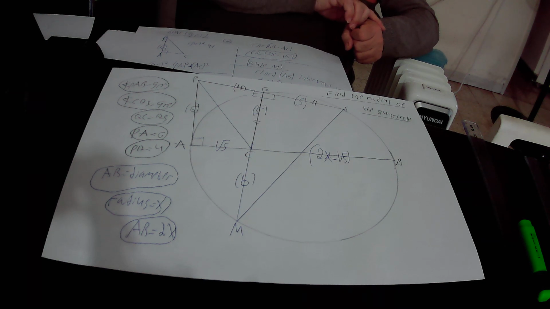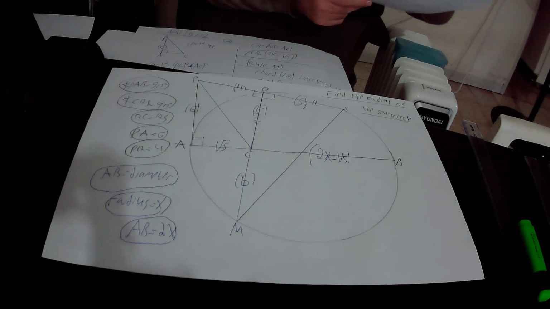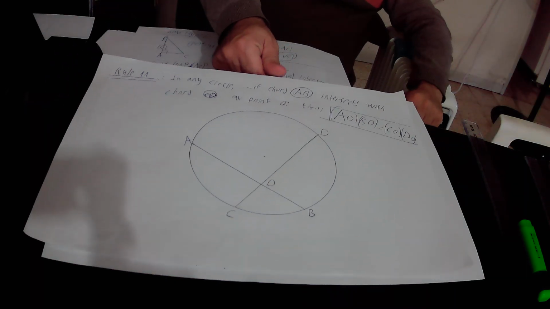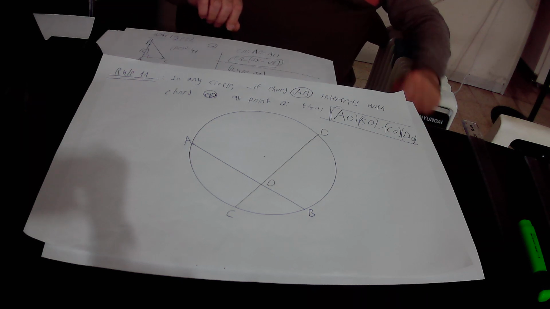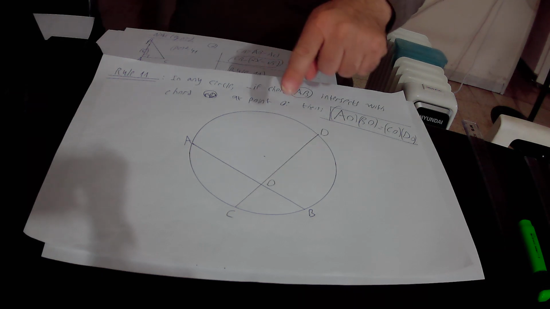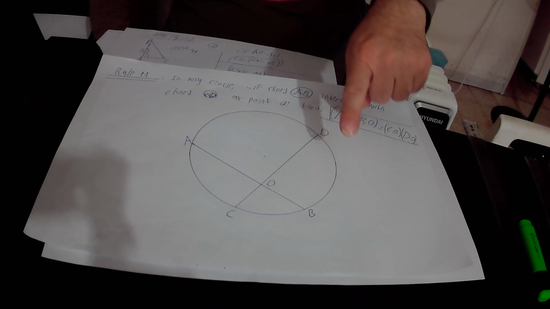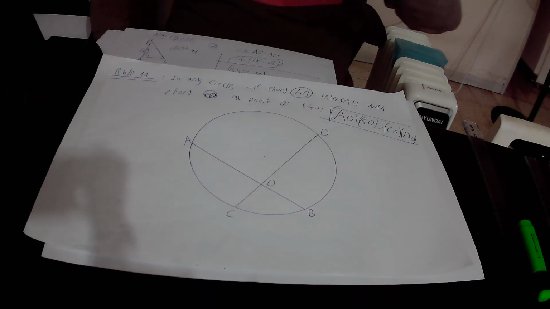Then I presented to you a new rule, and we implemented the new rule in our drawing. The new rule is about two chords that intersect with each other inside the circle. Repeat again, rule number 11: in any circle, if chord AB intersects with chord CD at point O, then AO times OB equals CO times OD.